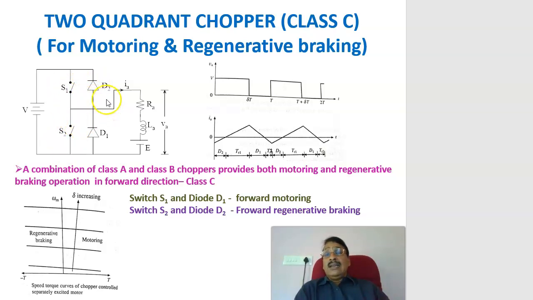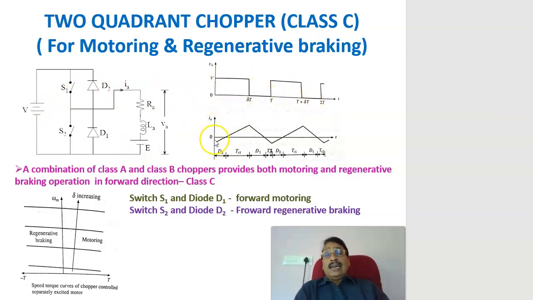Here there are two switches and two diodes connected across them, and this is the motor equivalent circuit, RA, LA and back EMF E. When S1 is on, or if diode D2 conducts, you will get a positive voltage. If S2 is on, or if D1 conducts, you will get zero voltage across the armature. Therefore the armature voltage can be either V or 0.